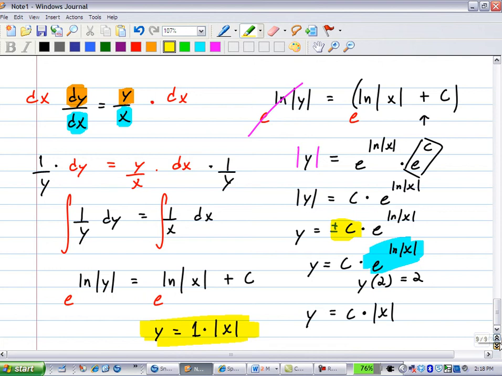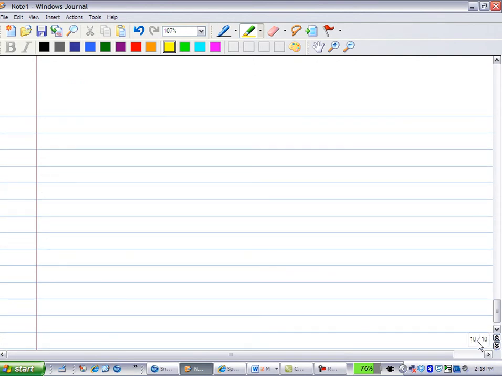So we'll go to number 8 off your worksheet. Awesome. dy/dx equals y plus 5 over x plus 2.